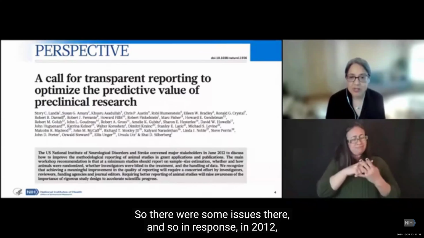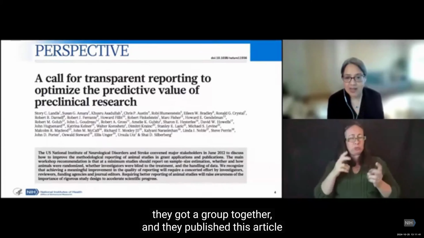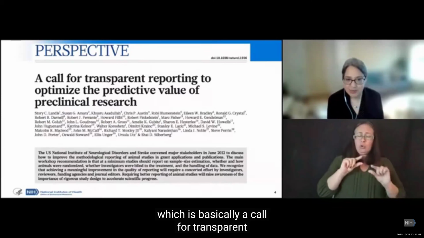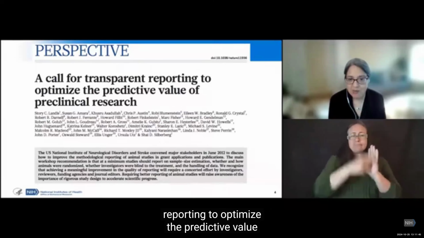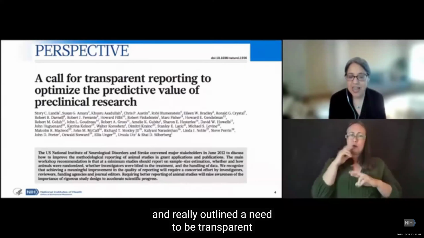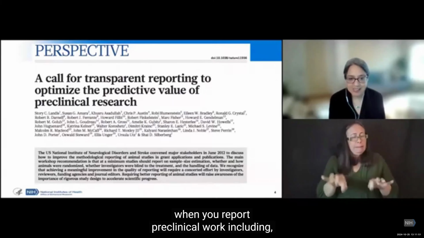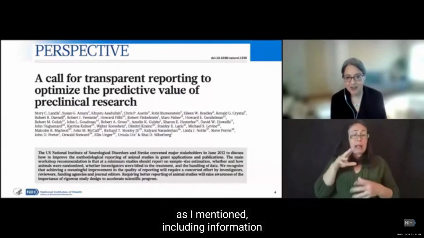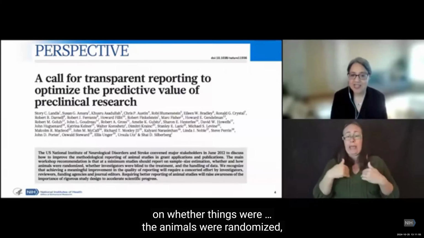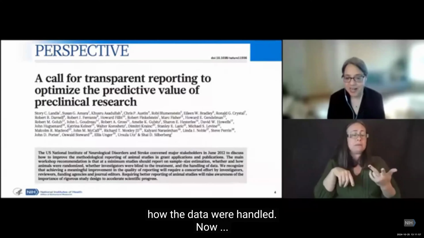And so in response, in 2012, they got a group together and published an article, which is basically a call for transparent reporting to optimize the potential value of preclinical research. It really outlines the need to be transparent when you report preclinical work, including information on whether the animals were randomized, whether there was blinding, and how the data were handled.